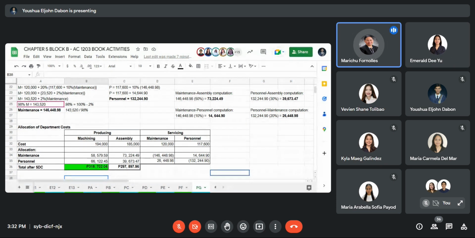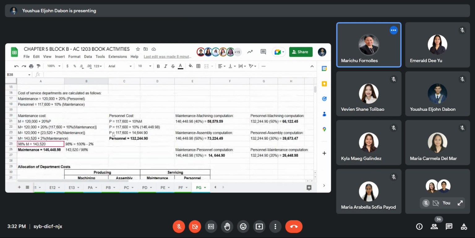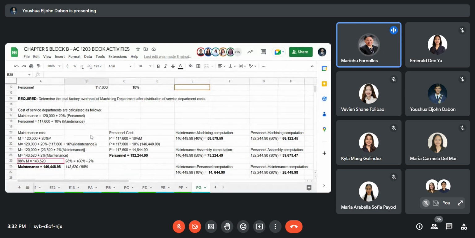Okay. Aside from showing it in tabular form or table form, why don't you use the equation to solve for the value of total machining overhead after the allocation of SDC? What was your equation again to get the value of machining after allocation of the service department costs?